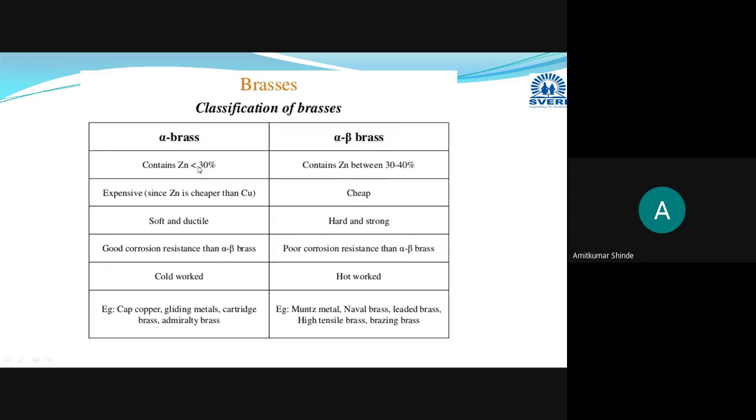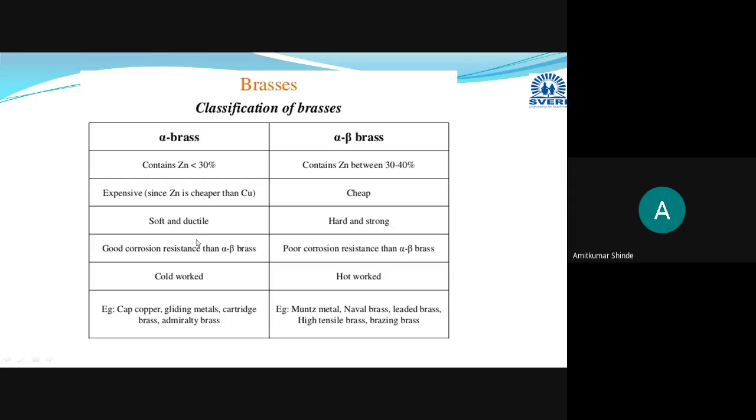Now, as zinc amount is less and copper is more, it will be expensive. And as here the zinc amount is more, it will be cheaper. We are just comparing these two. As compared to alpha brass, alpha beta brasses will be cheap.